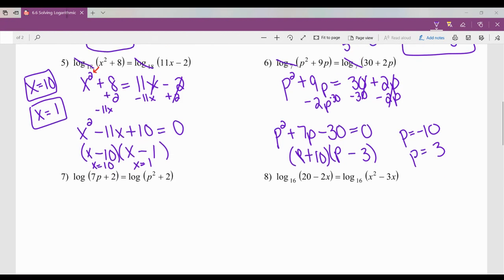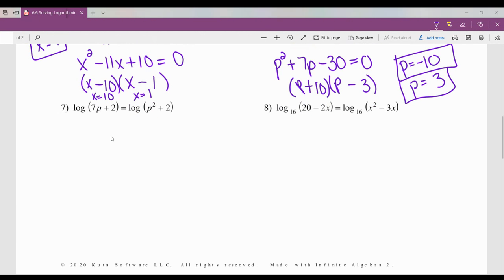Plugging in negative 10: squared is 100, plus 9 times negative 10, that's negative 90, but that still gives me a positive number. Then I plug in 3: 3 squared is 9, 9 plus 9 times 3 is 27, that's going to be a positive number. So we get our 2 answers, negative 10 and positive 3. All right, last 2, guys.